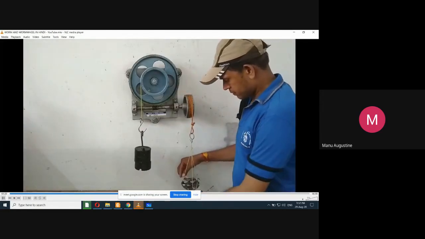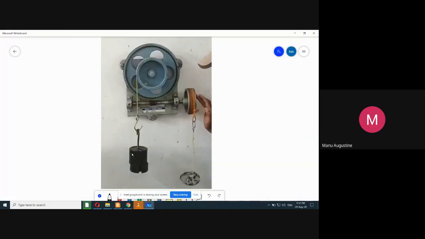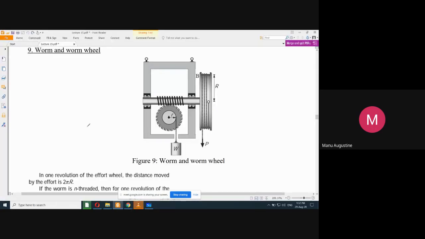Now I hope that is clear. And now, before moving on to the development of the formula of velocity ratio. So again, the task in our hands right now is to find out an expression for velocity ratio. So we will develop the expression.